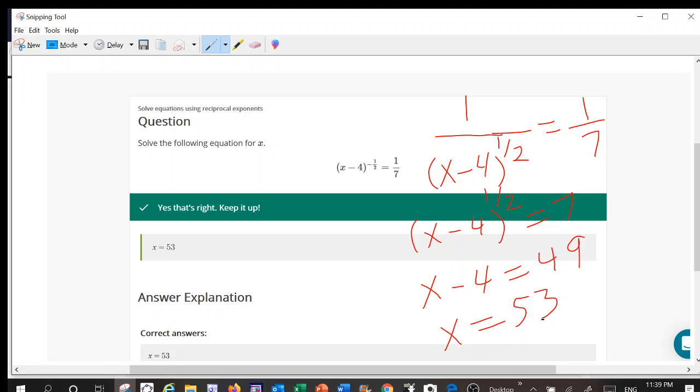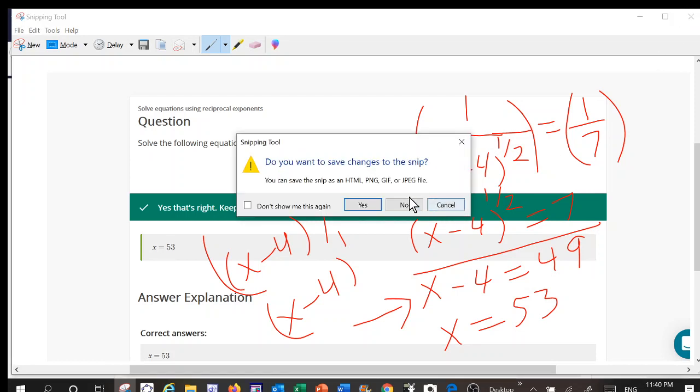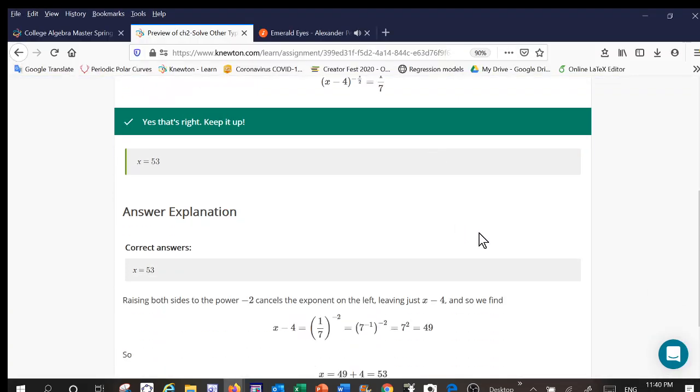So instead of raising to -2, you can make the power positive first, and then take reciprocal of both sides here. You get this, and then raise both sides to second power. X minus 4 comes out, right? Because x minus 4 to 1/2, and then to second power, you multiply these two, you get x minus 4 to the first power. So that's how it comes out. All right, so the answer to this is 53.